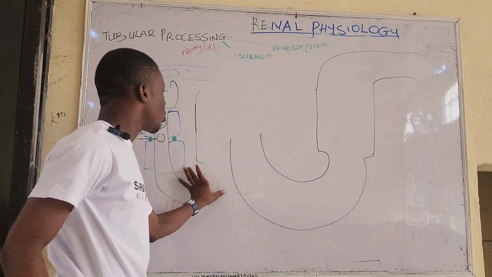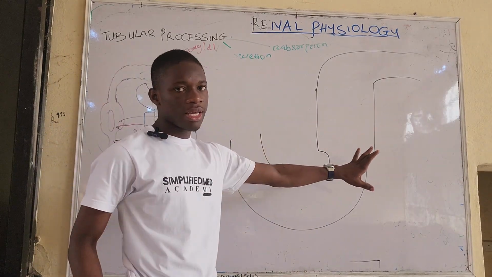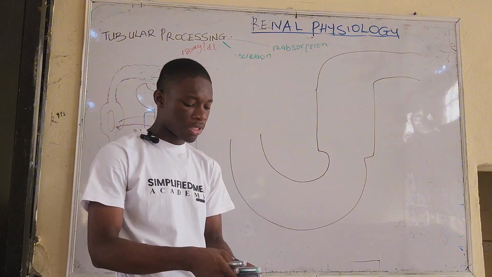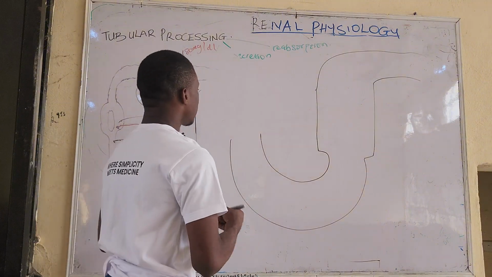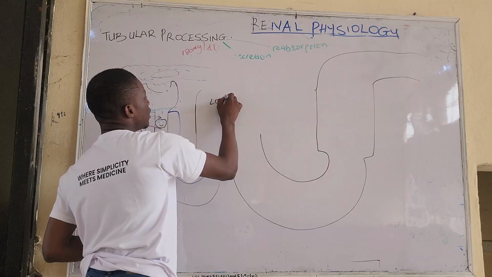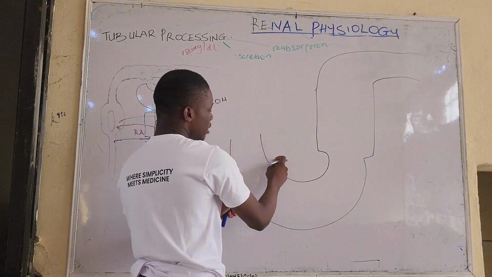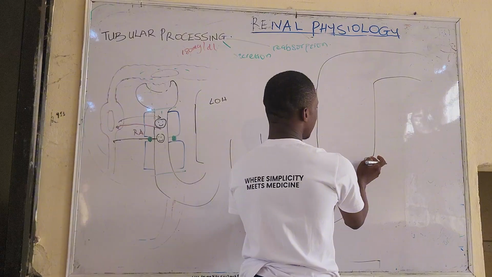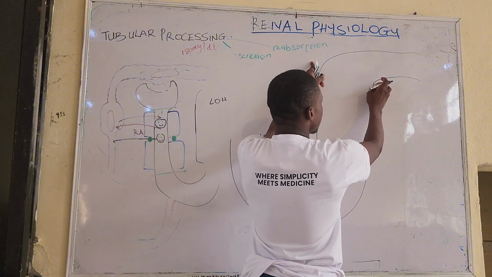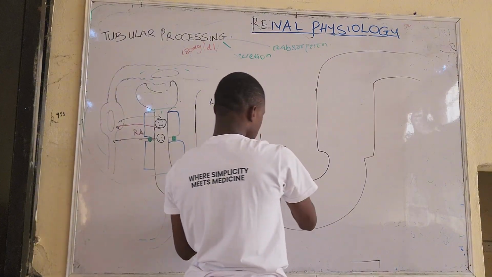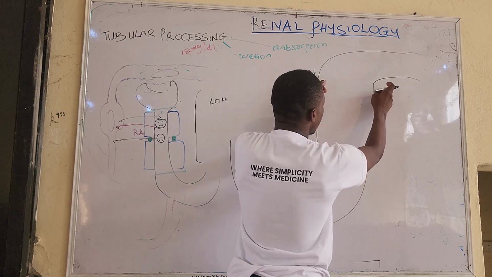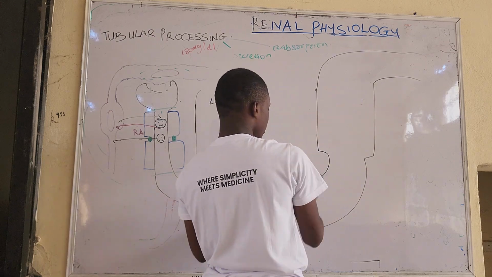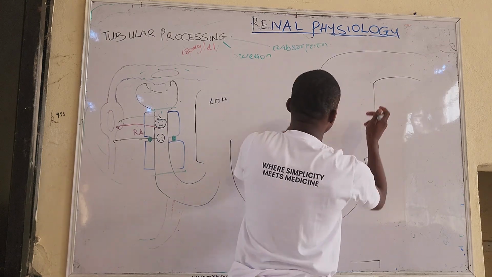So I just pick this loop of Henle part and I draw it in an enlarged version so we can see what is happening. And don't forget that the loop of Henle has three parts: thin descending loop of Henle, thin ascending loop of Henle, and thick ascending loop of Henle.